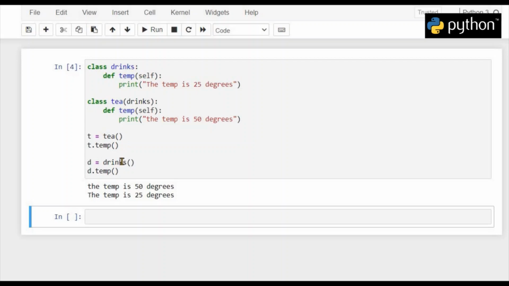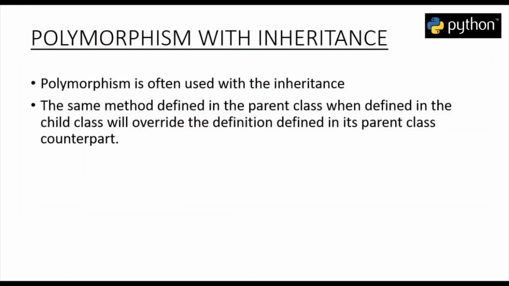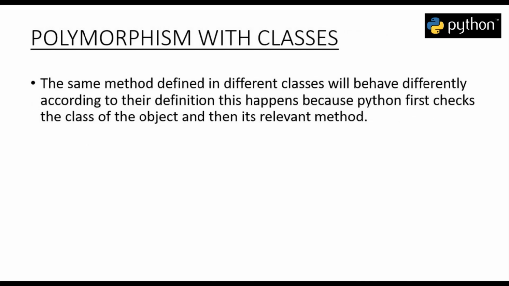So this is how we define polymorphism with inheritance. Now, another way we define or use polymorphism is polymorphism with classes. The same method defined in different classes will behave differently according to their definition. This happens because Python first checks the class of the object and then its relevant method. So let's head over to Python and understand this in detail.